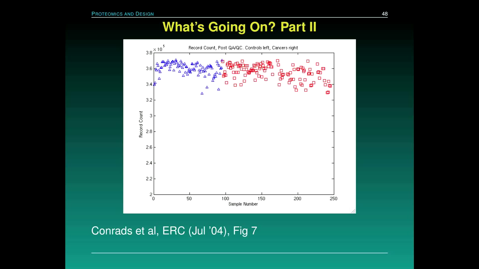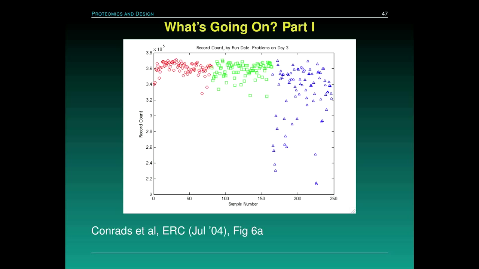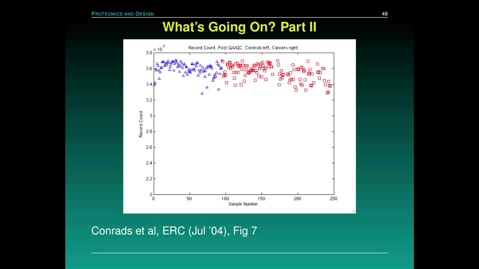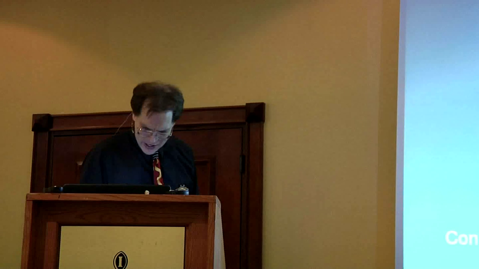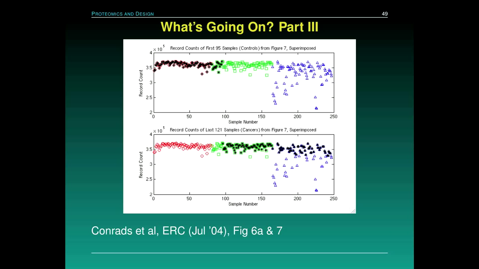Now, I want to try an experiment here. I want you to look at this picture. I want you to fix your eyes on one of the dots, and I want you to pick one of the dots near the top of the plot, okay? Your eyes there, are they fixed? Can you see that dot? Did it move? Turns out that if you superimpose the two plots, guess what? All the controls, day one, all the cancers, day two, day three, on a machine that's breaking down over time.